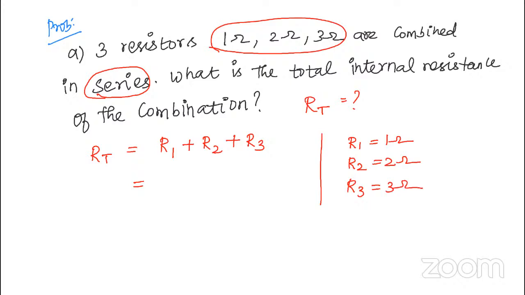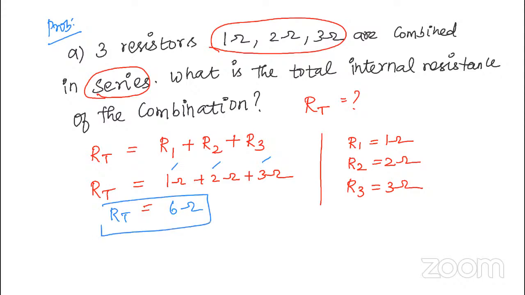Okay, let us now tell me the correct answer for this one. Yes, it is 5 or 6, sir. Write it down correctly, 5 or 6. Here, it is 1 ohm plus 2 ohm plus 3 ohm. Okay. So here 3 plus 3 is 6. Okay, this is 6 ohm. RT is equal to 6 ohm. Okay. So this is for series connection.